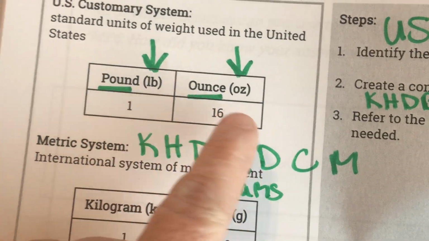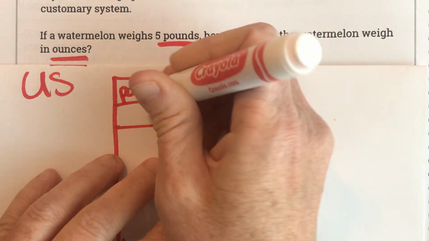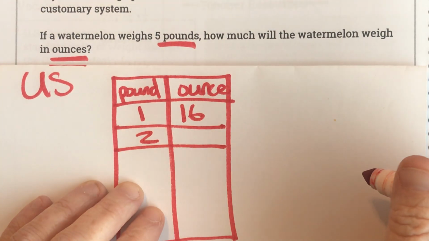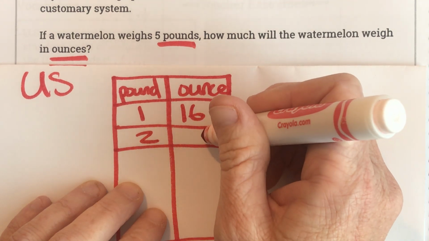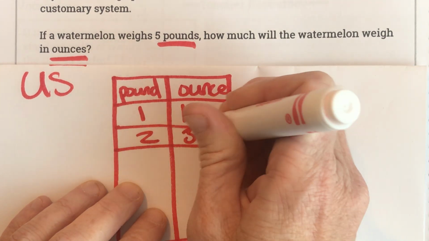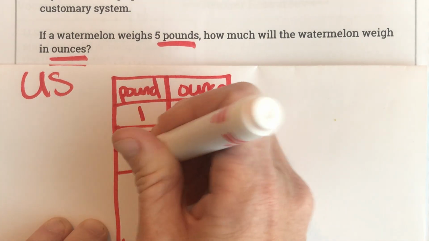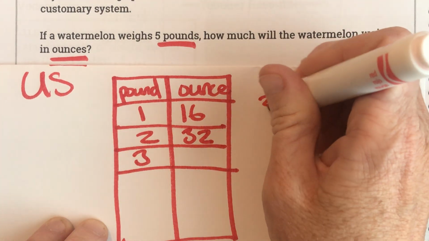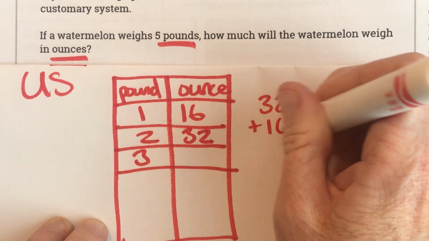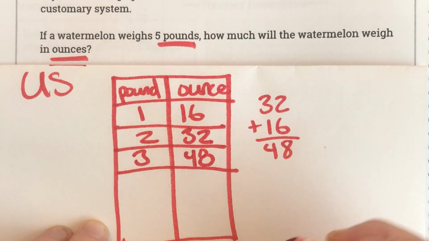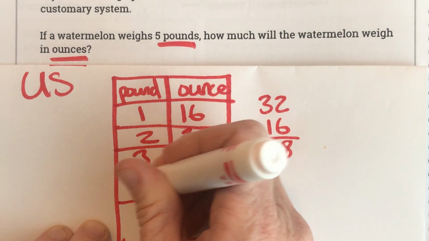I could use my tool notes to help me. 1 pound is 16 ounces. So how much is 2 pounds? Well, it would be 16 plus 16. If you can't do that in your head, you could do it on side work. How much is 3 pounds? Ooh, I have to add another 16. I might not be able to do that in my head, so I could add it. That would be 48.